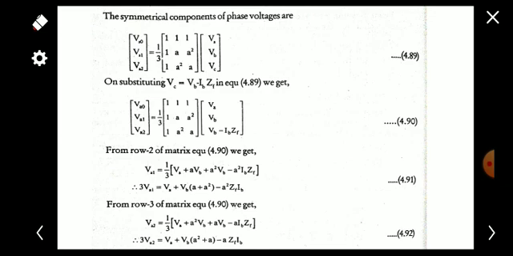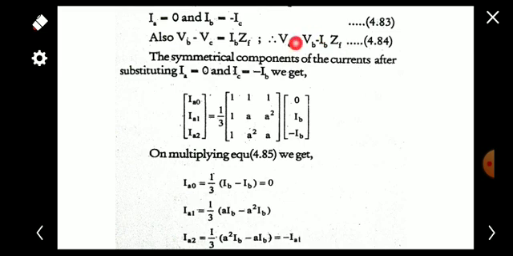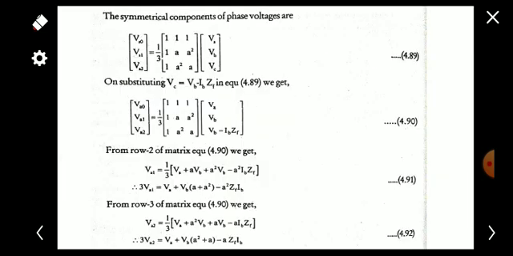Okay, when we are talking about the voltage equations, the symmetrical component of voltages can be found using equation 4.89. We know this equation, and in that we are going to substitute the equation for VC. We know that VC is equal to VB minus IB into ZF. That we are substituting here instead of this VC, and by multiplying the matrices, we will obtain the equation for VA1.